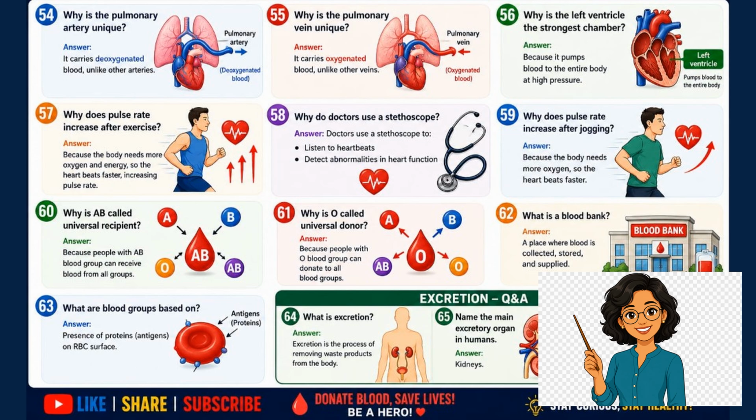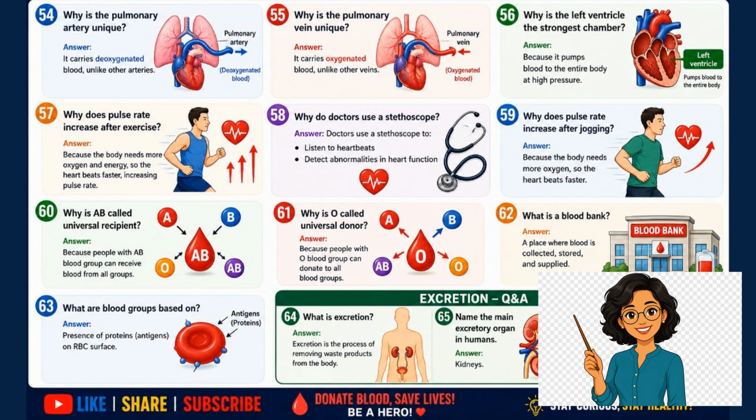Question 60. Why is AB called the universal recipient? The answer is, because people with AB blood group can receive blood from all groups. Question 61. Why is O called the universal donor? The answer is, because people with O blood group can donate to all groups. Question 62. What is a blood bank? The answer is, a place where blood is collected, stored, and supplied.